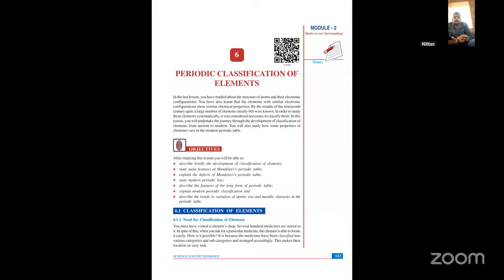So yesterday we learned about the periodic classification of elements. And in the periodic classification of elements, we learned that there are different elements, and we need to classify them because some elements share the same chemical and physical properties, so that we can group them in one place. Okay, Jashan, we just started the chapter.